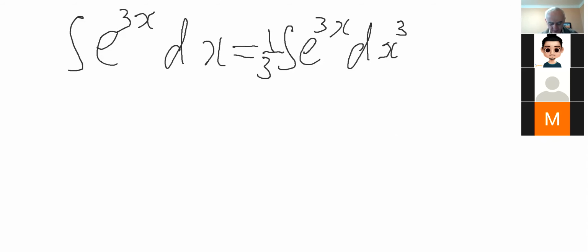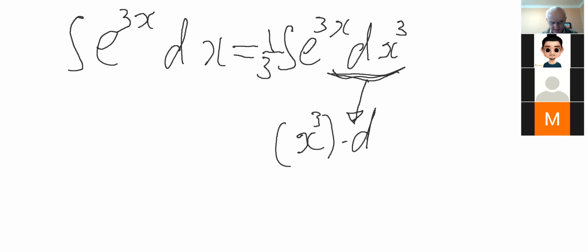Let's check. To check, I should find this one, dx cube. But what is this dx cube? It's the derivative of x cube times dx. And what is the derivative of x cube? It's 3x squared. 3x squared, x squared dx.